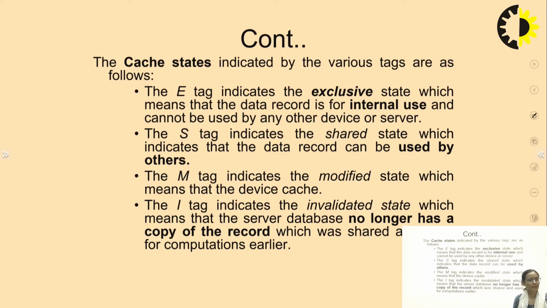The S tag indicates the shared state, which indicates that the data record can be used by others. The M tag, that is modified, means that the device cache has been changed. The I tag indicates the invalidated state, which means that the server database no longer has a copy of the record which was shared and used for computation earlier. So you need to delete that particular cache line, and you don't need to work on it, because after invalidation it becomes obsolete for you.